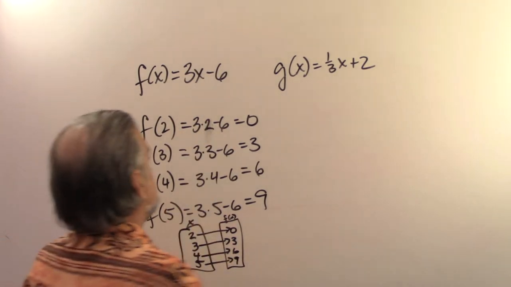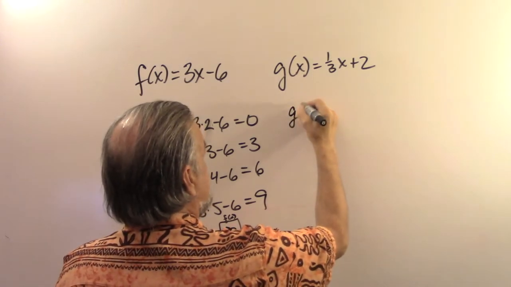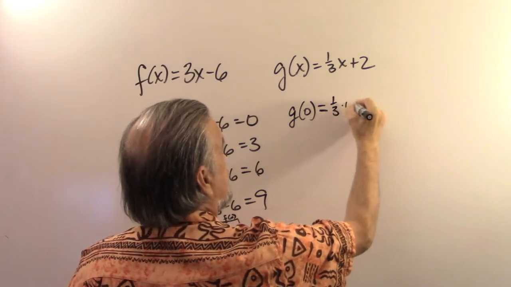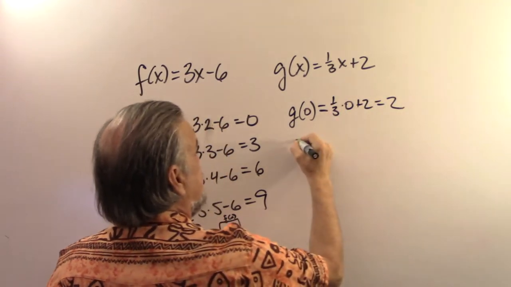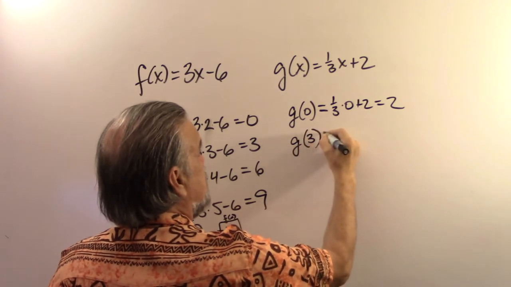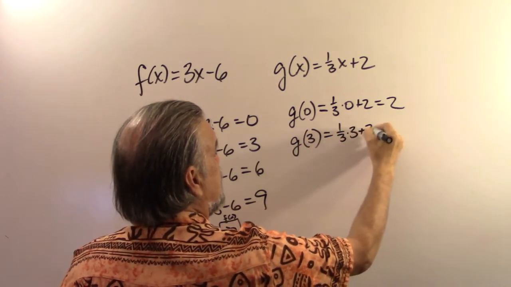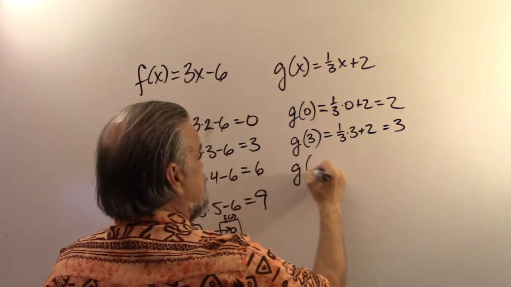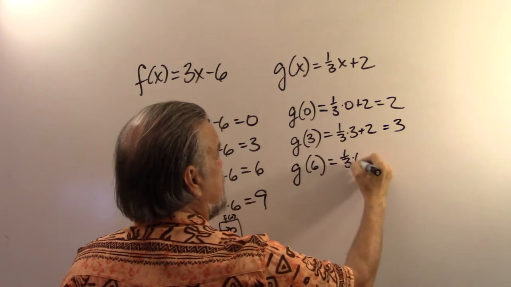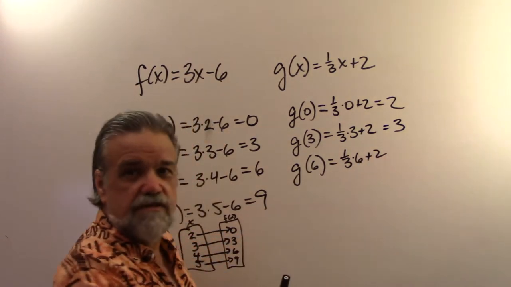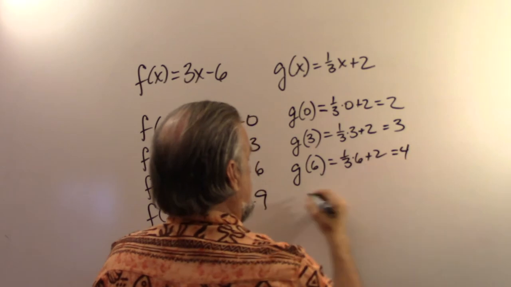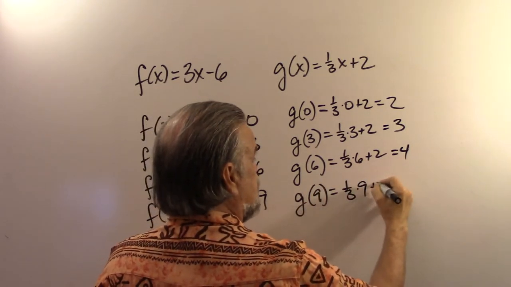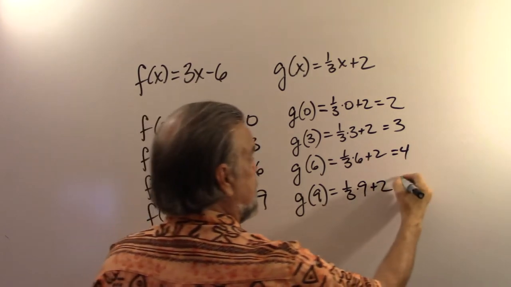Now let's look at the other one. Let's say we have g of 0. g of 0 is going to be 1/3 times 0 plus 2, which is 2. And now g of 3: 1/3 of 3 plus 2 is 1 plus 2, that's going to be 3. And g of 6 is going to be 1/3 times 6 plus 2. 1/3 of 6 is 2, plus 2 gives me 4. And g of 9 is 1/3 times 9 plus 2, that's 3 plus 2, which is 5.